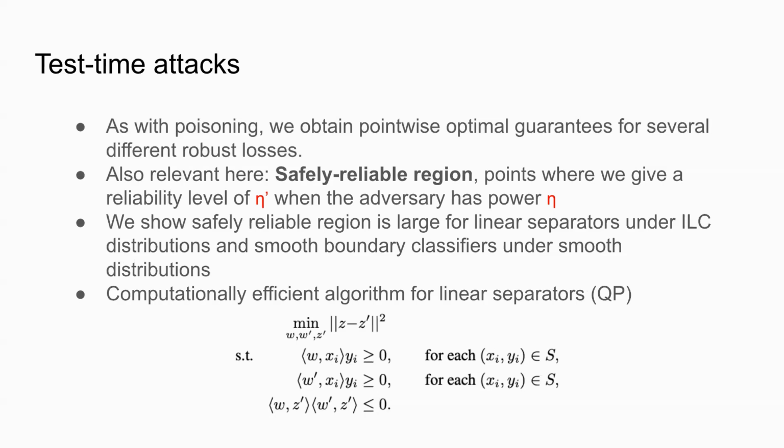The idea is that in this case, the reliability level that we predict is the closest point that we have in the disagreement region for a given point. And this is given by a quadratic program here where, for any two linear classifiers which disagree, what's the closest point z prime to a given z that we observe in practice, such that they classify x_i, y_i correctly on both the samples. They agree on the entire sample, but they disagree on z prime.